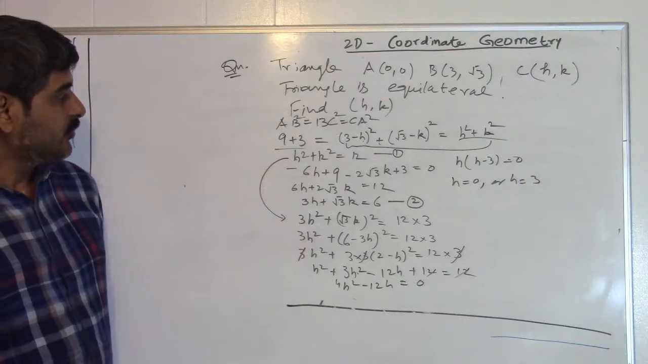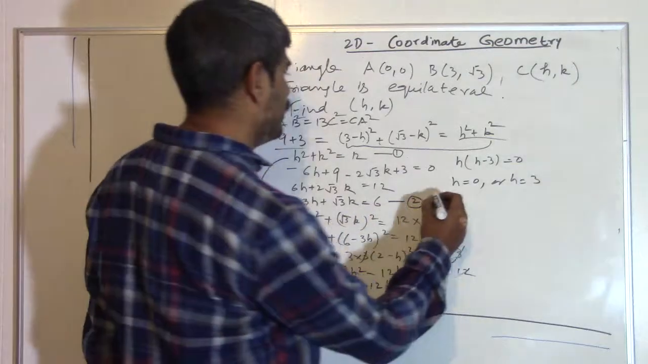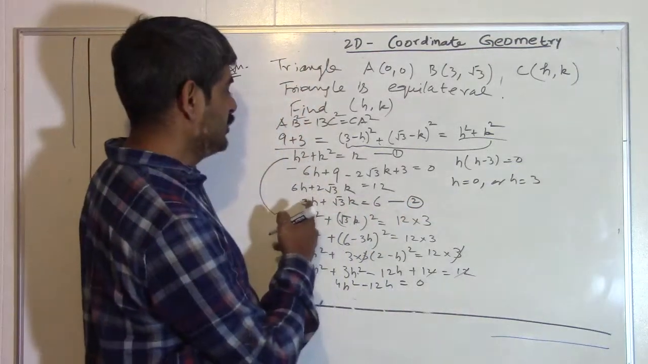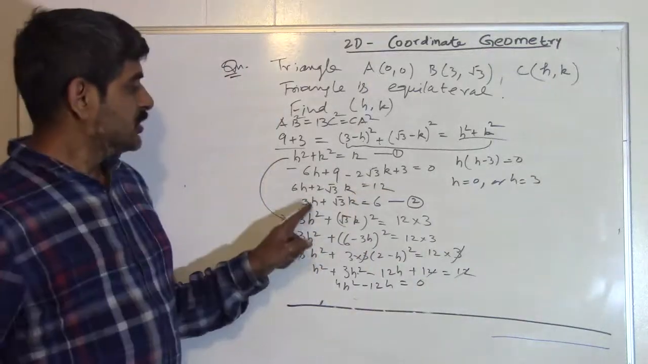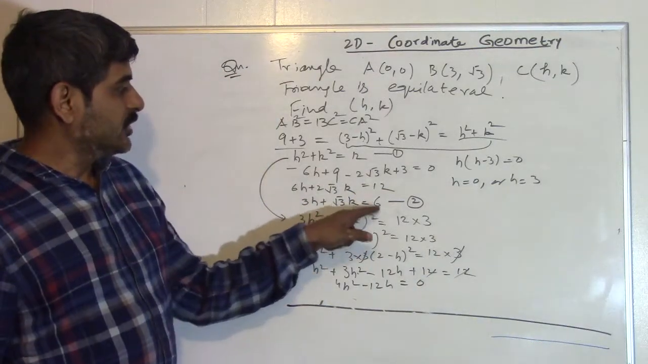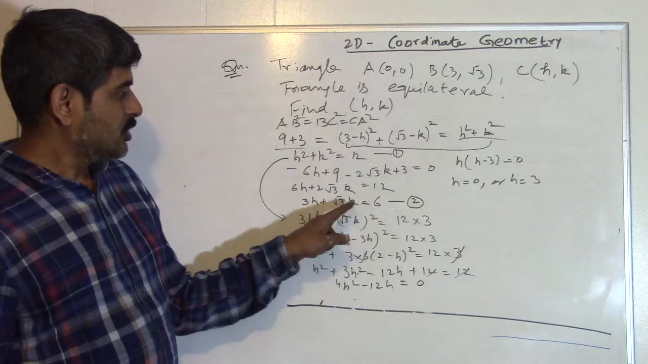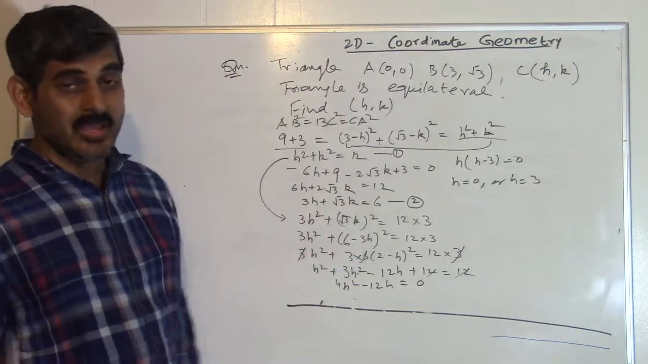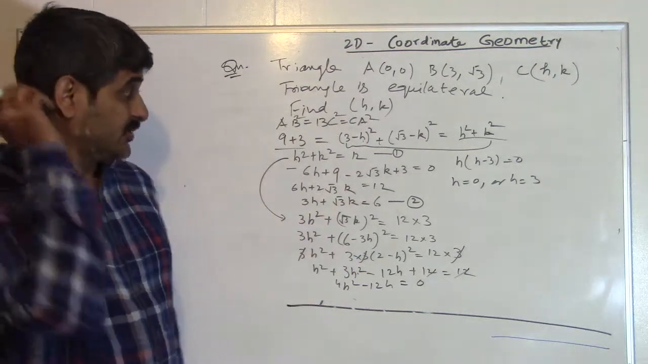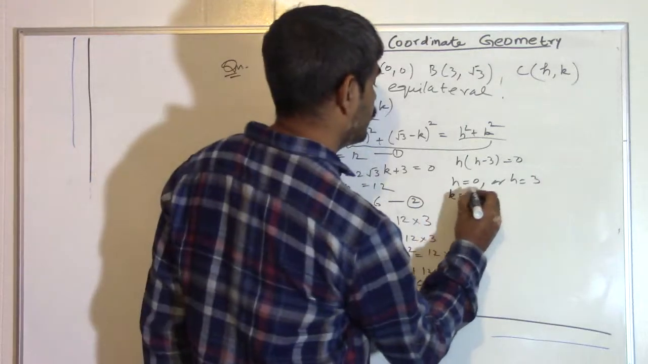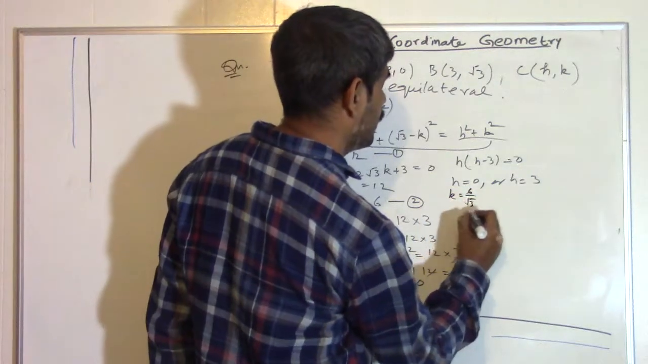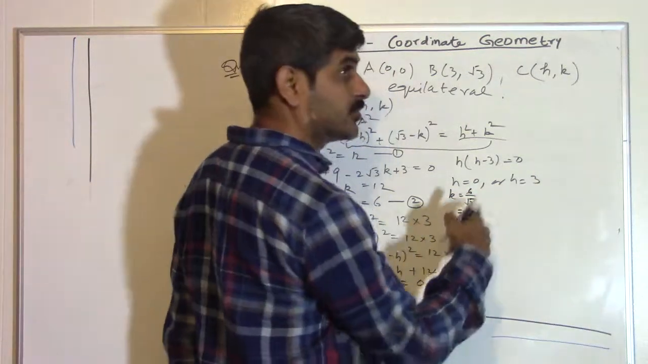And then we can substitute this value here. If h is equal to 0, square root of 3k is equal to 6. So k will be equal to 6 by square root of 3. We can make it simpler. Let us multiply.